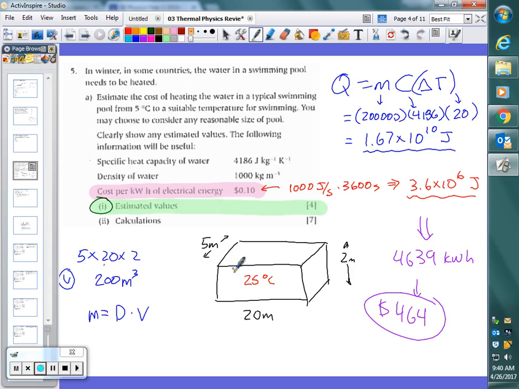That could be difficult because you may not even know what the typical temperature of a swimming pool is, but if you come up with something, right?